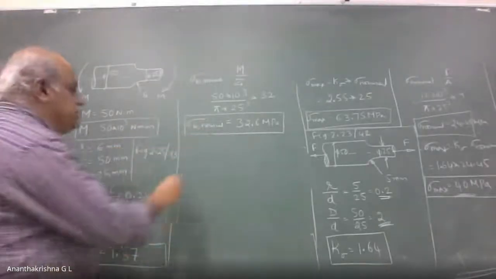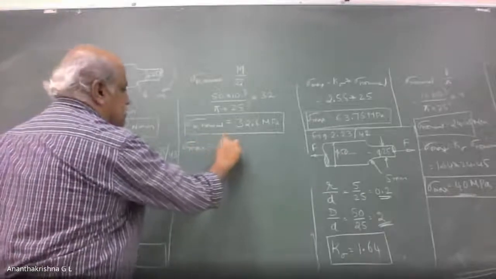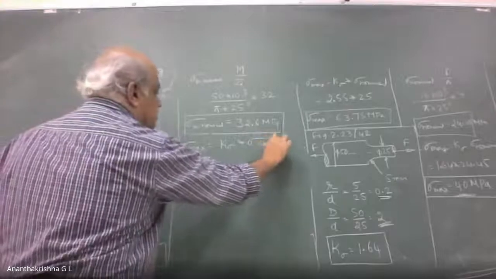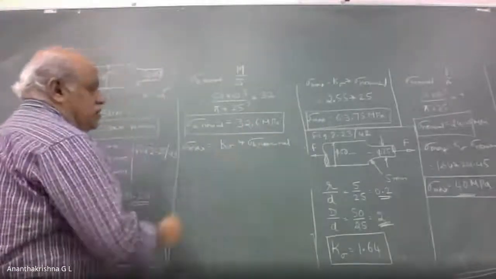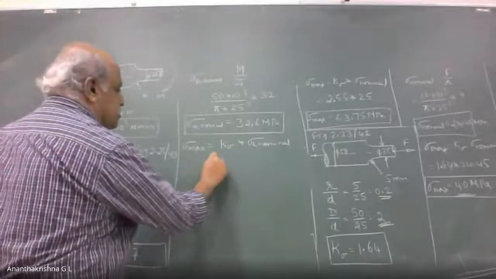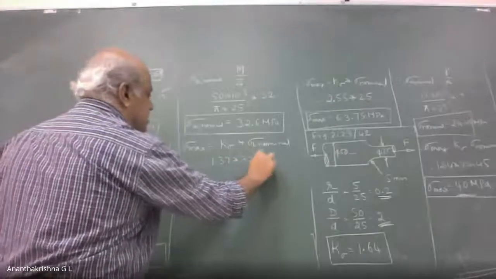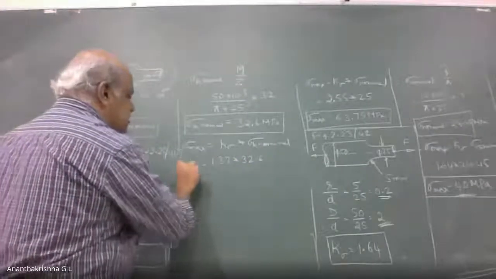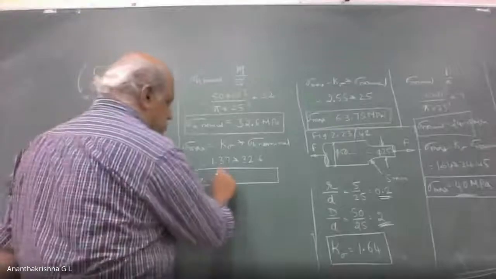So what is the maximum stress? Sigma max is equal to K sigma into sigma nominal, that is K sigma into nominal bending stress. So that is equal to 1.37 multiplied by 32.6 will give me the maximum stress in bending. Sigma max is equal to how much? 44.6.